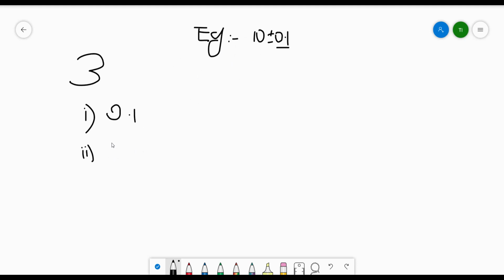Let's write that down, which is 0.01. And the third and the most common way to represent it is by percentage uncertainty, which is the fraction uncertainty times 100. I'm pretty sure you all know how to convert fraction to percentage. So let's just write that down.